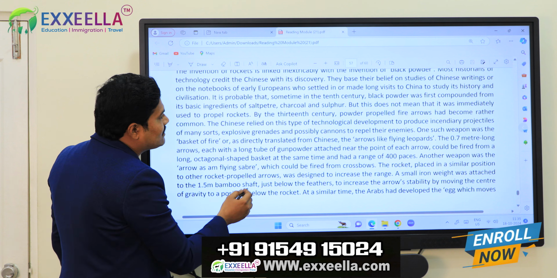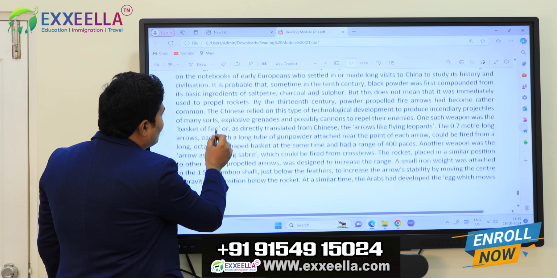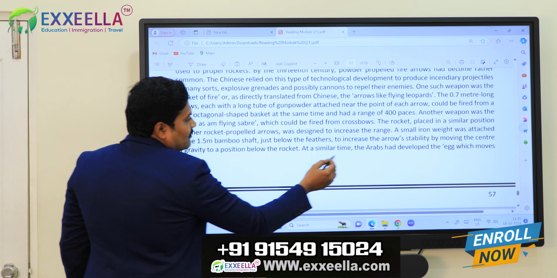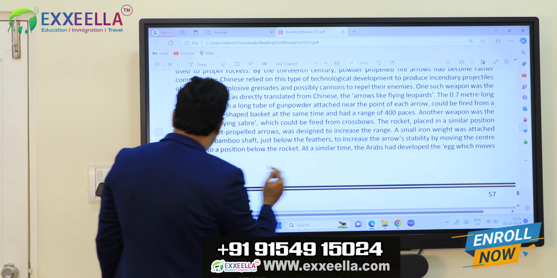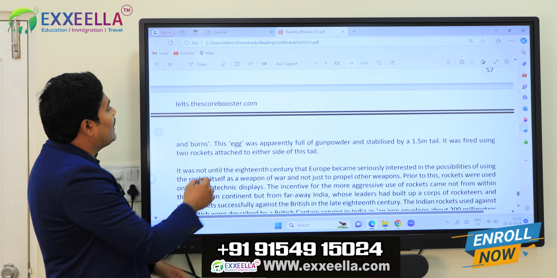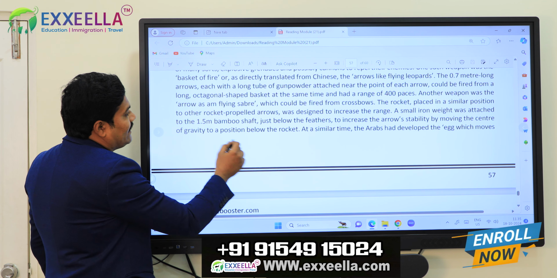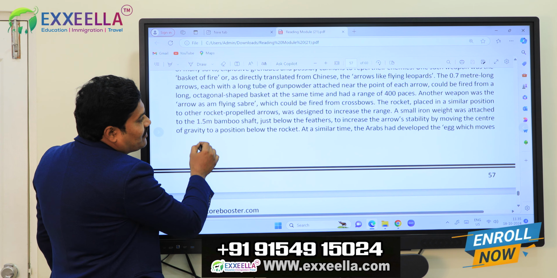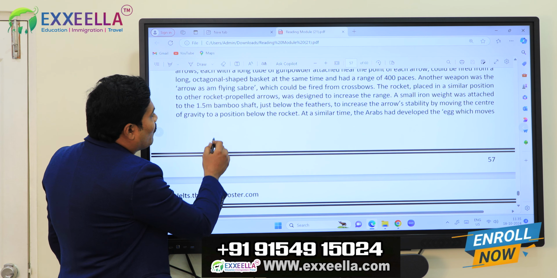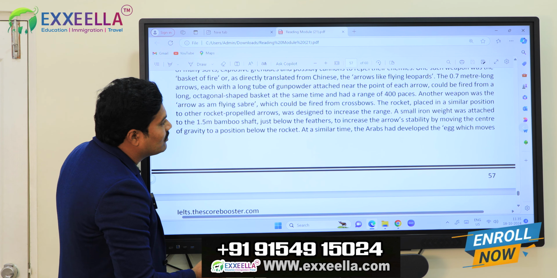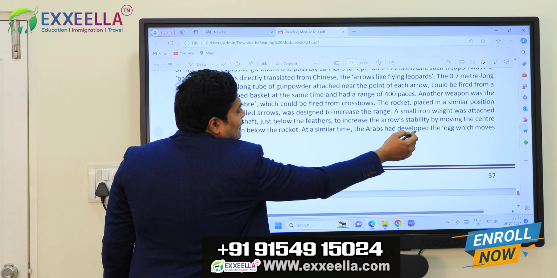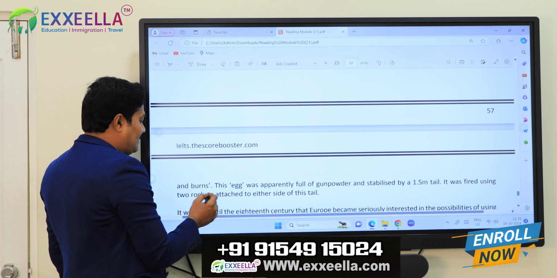So we got the answer in this paragraph. Let's come down. So we have "egg which moves and burns." It is at the end of the paragraph, so we can easily identify it on this page. "Egg which moves and burns" is the keyword. We also have to find the word Arab. Yes, here: the Arabs had developed the egg which moves and burns.